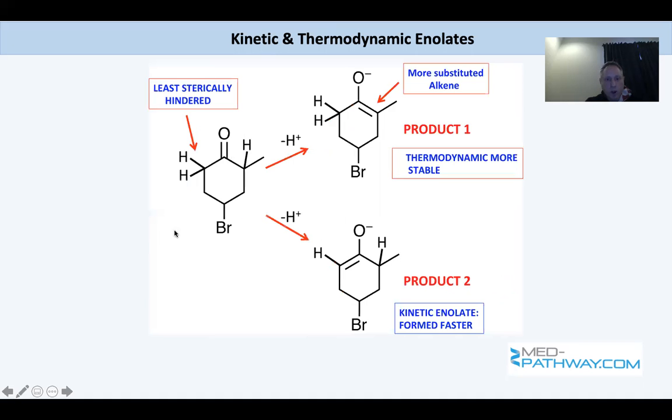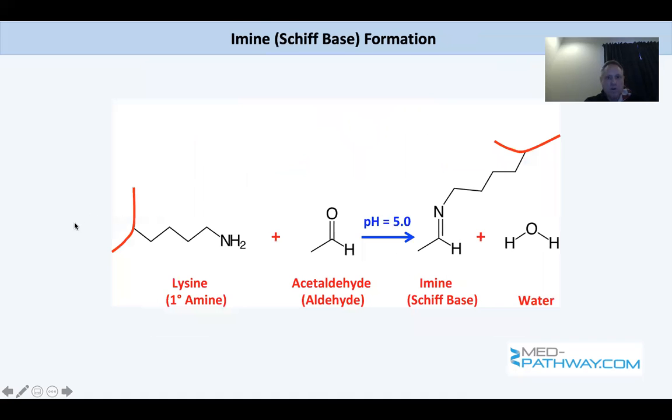So if you take a look over here, what you see is that on the left, these hydrogens are the least sterically hindered. They're the easiest accessible for the base to pull the proton off, so it's going to form faster. So product 2 is the kinetic enolate. But over here, product number 1 forms the more substituted alkene. So using Zaitsev's rule, where the most substituted alkene is the most stable and favorable one, product 1 is the thermodynamic product.